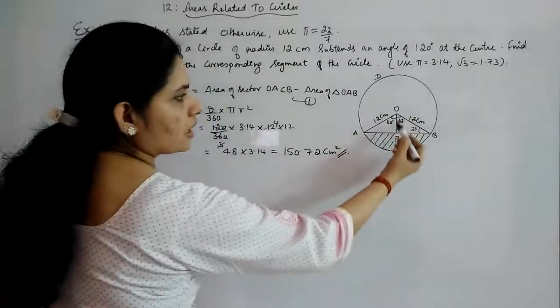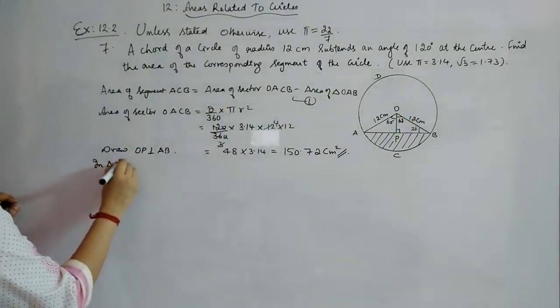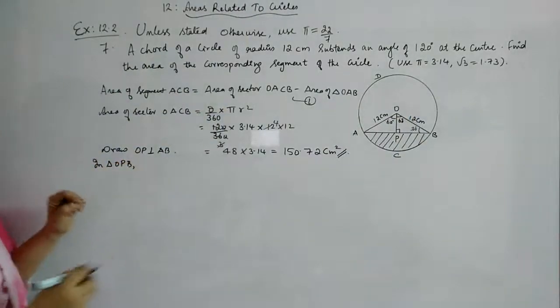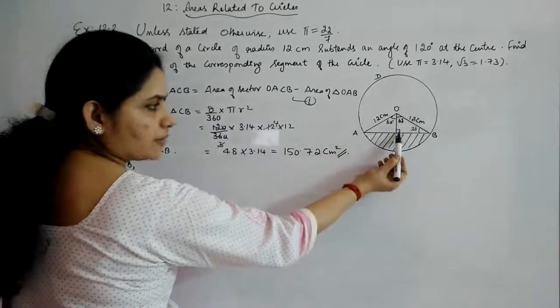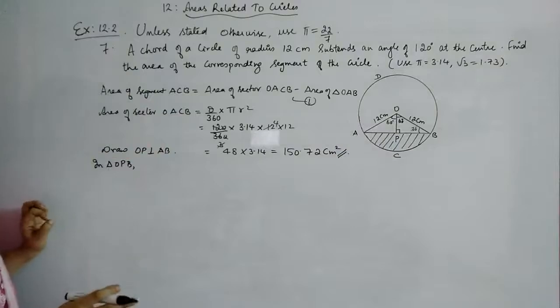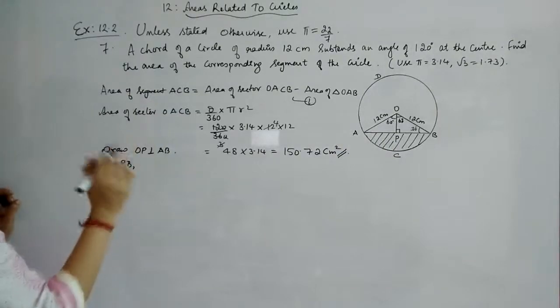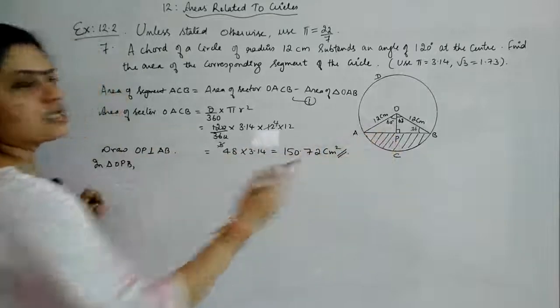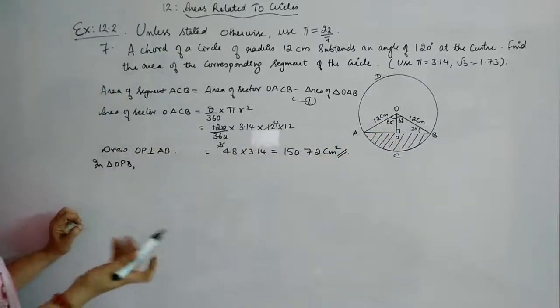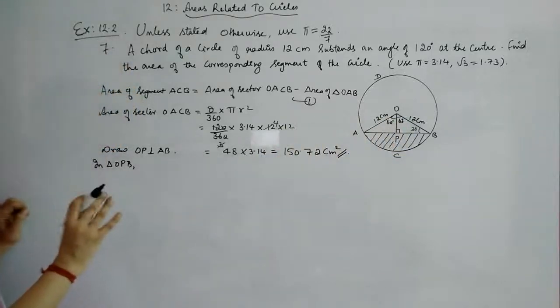Now considering triangle OPB, if you consider this is 60, this is perpendicular, so it is 90, so this is automatically 30 degree. By your angle sum property, you will get angle OBP as 30 degree. Now, in order to find out OP, what trigonometric ratio you need to use? You have to include the opposite side and the side whose value you know. Okay.